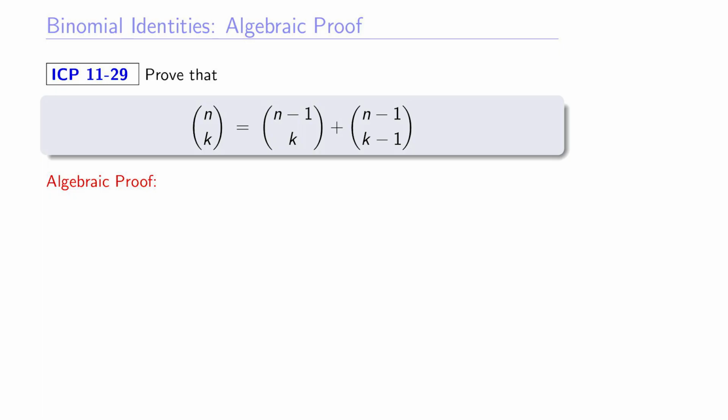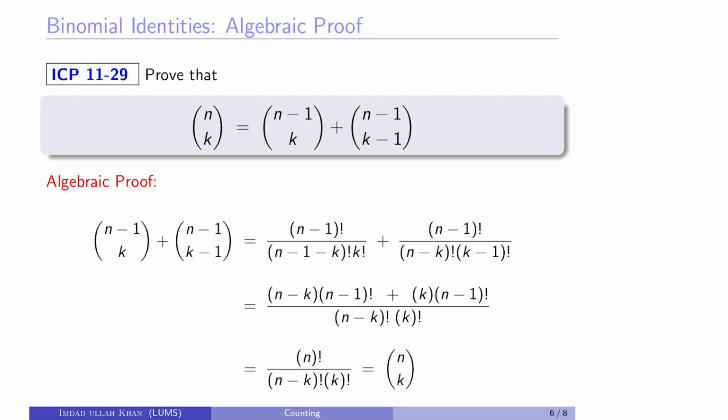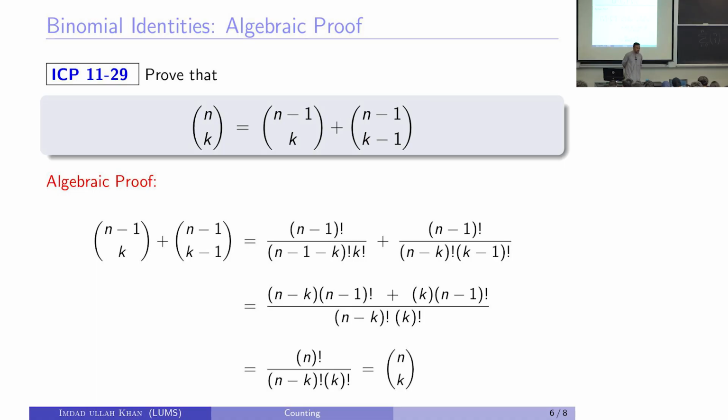Can you prove it algebraically? Just plug in the definition of n choose k. On the left side, I have n factorial divided by k factorial times n minus k factorial, and then just work out the other side also, n minus 1 choose k minus 1 plus n minus 1 choose k. Work the details out. This should be very easy, just simple arithmetic.